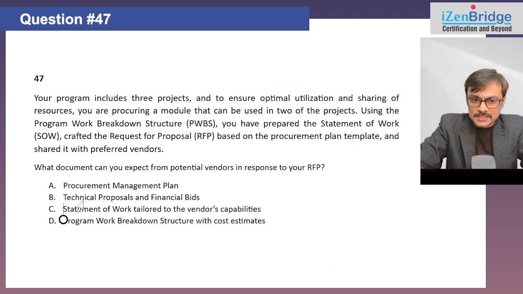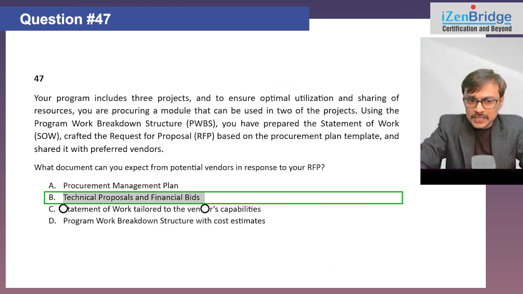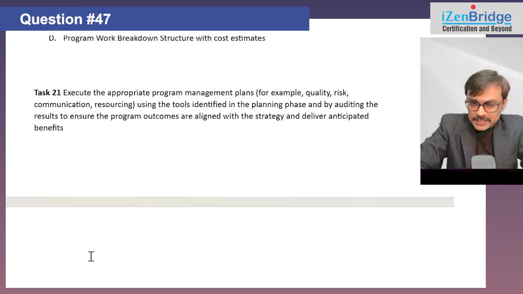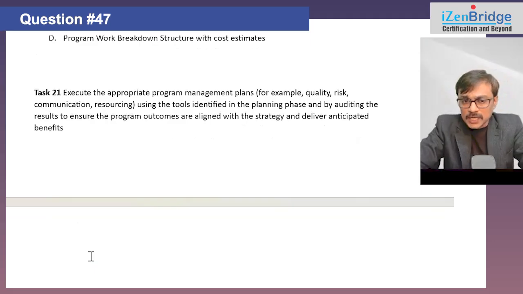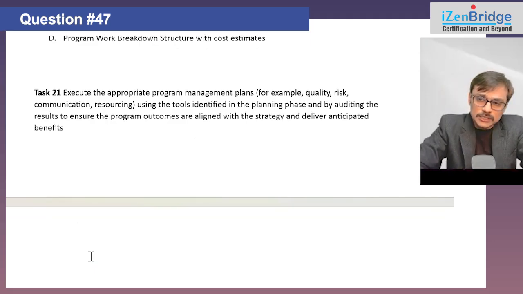So in a way, this is easy. We can go with option B, and this is what we have to choose, technical proposals. So overall, it is just saying execute the, I'm mapping to a task 21, which talks about executing the program as per the program management plan.